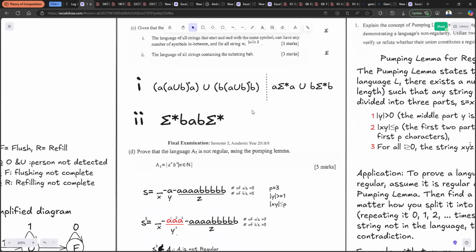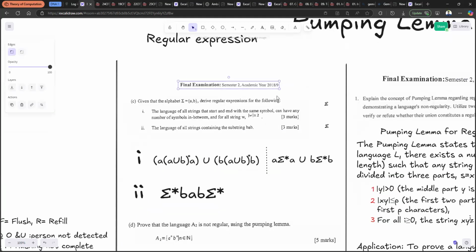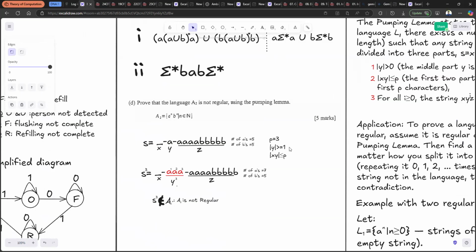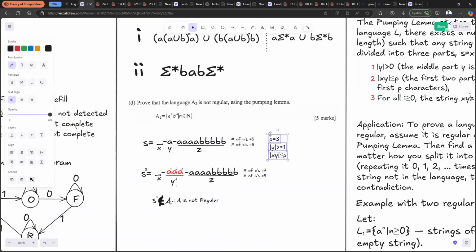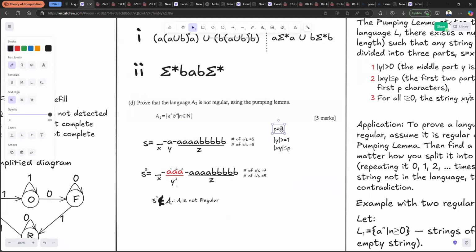And the next question, which is part of the same, I don't know why I have this here twice. Let me delete that because it's the same here. Prove that the language A2 is not regular using the pumping lemma. So you have to use the pumping lemma for regular languages, which states that you have to select a pumping length. So you have a language right here. You first select a pumping length.